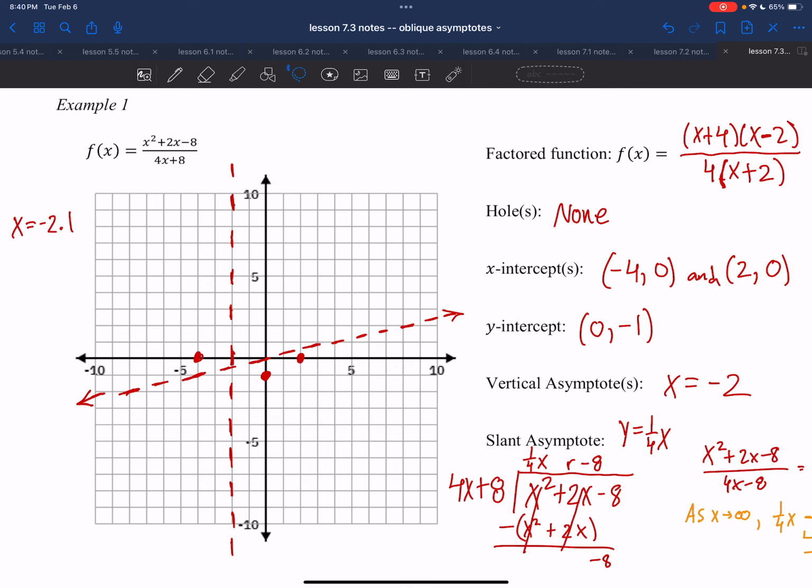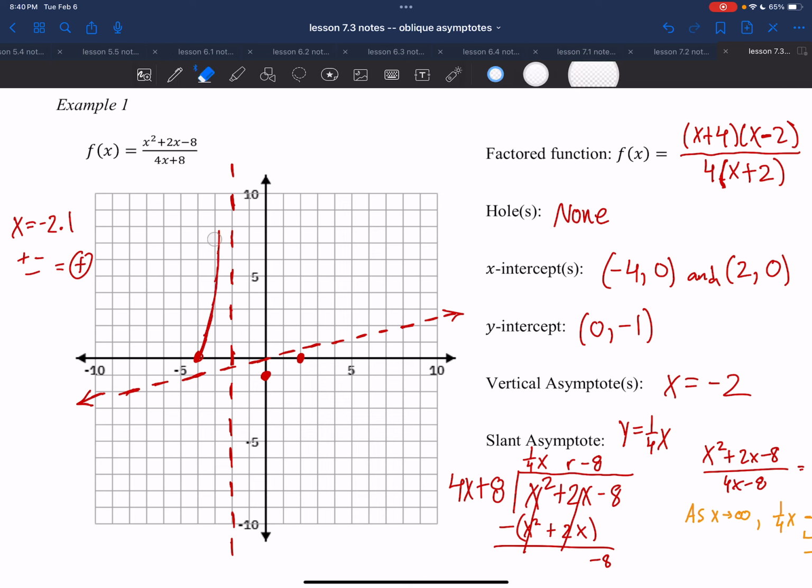-2.1 plus 4. This guy, right? -2.1 plus 4. That's positive. -2.1 minus 2. That's going to be negative. -2.1 plus 2. That's going to be just slightly negative. So negative, positive, negative yields a net positive. Yeah? So on the left side of the vertical asymptote, you're going to be going up towards 0.